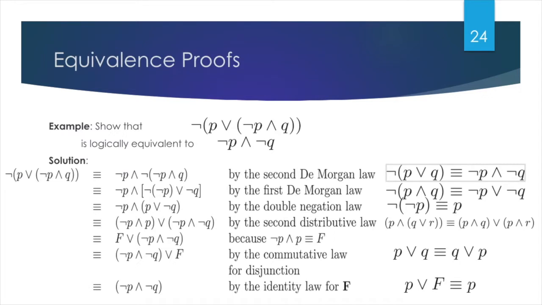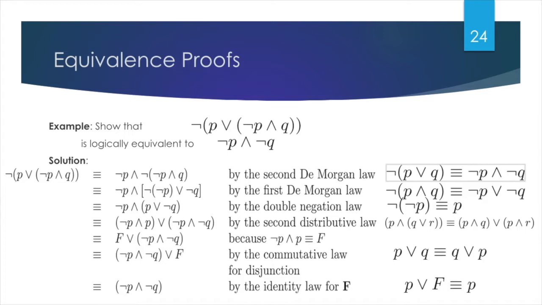Now let us take an example. So in this example, we have two statements. The first statement is basically not parenthesis P or not P and Q. We want to show it's logically equivalent to not P or not Q. So let me just explain how we start with this.